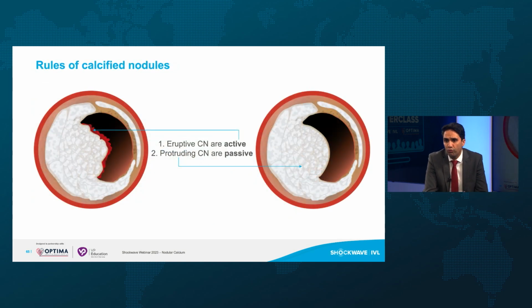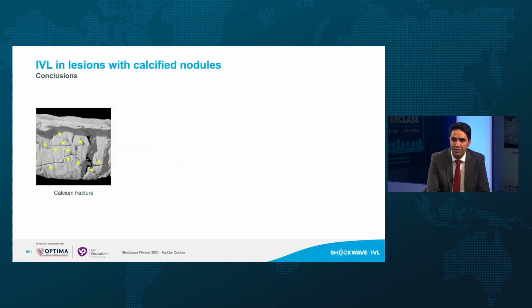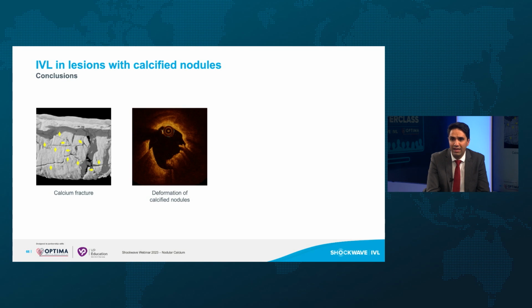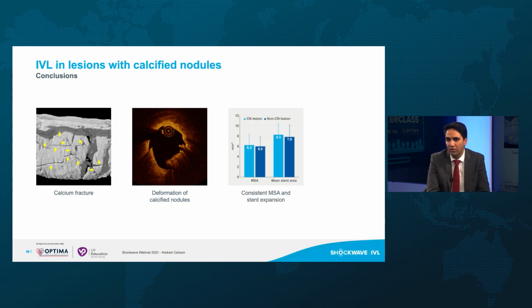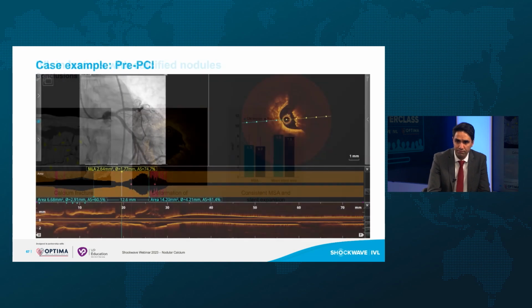So if you recall, the rules of calcified nodules are: eruptive calcified nodules are active and protruding calcified nodules are passive. We know that we have calcium fractures in multiple planes. We know that IVL aids in the deformation of calcified nodules, and we know that IVL gives us consistent minimum stent area and stent expansion.